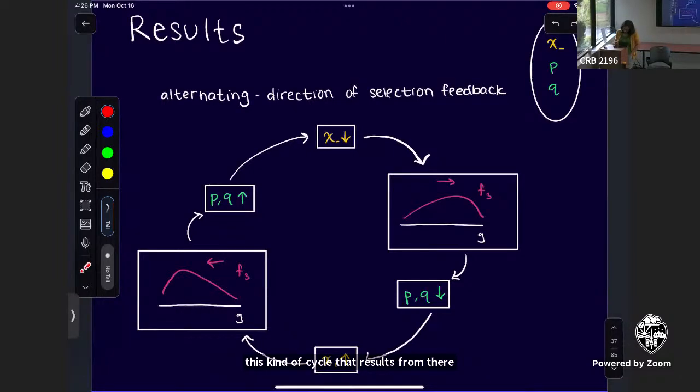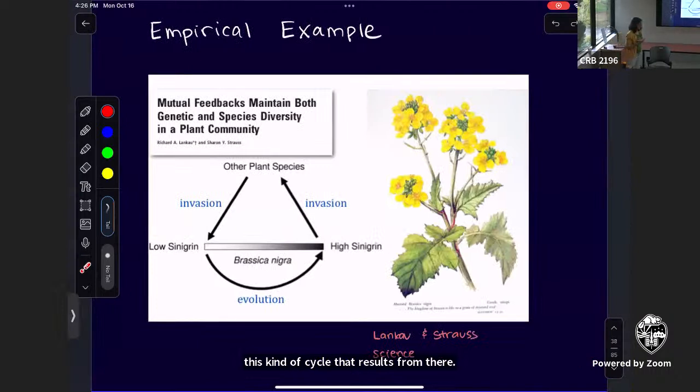This is very akin to the type of cycle that we were talking about that led to persistence of this species of mustard with the other plant species, right? You're alternating a selection direction, and that's allowing for this other species to persist here.